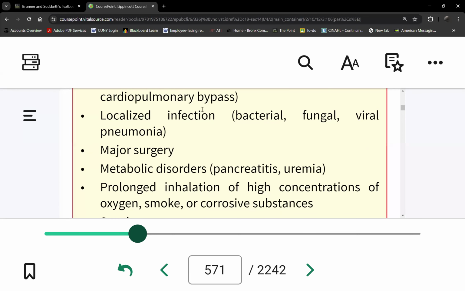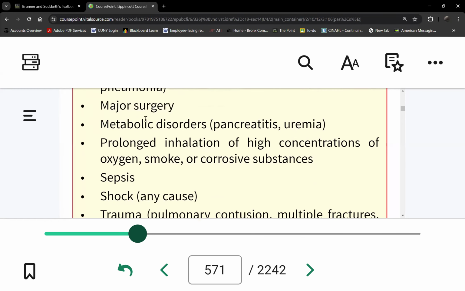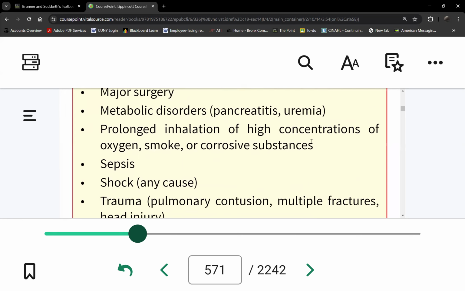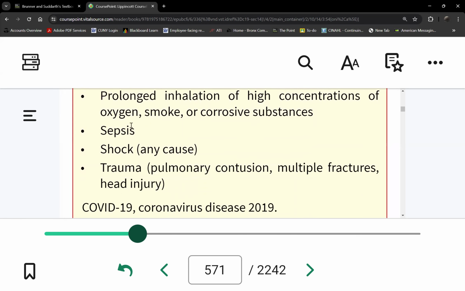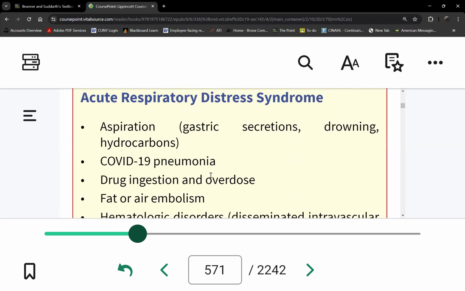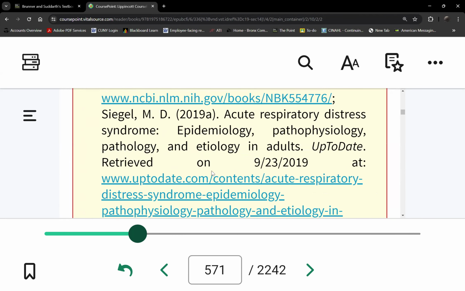Infection, which leads to pneumonia, including COVID pneumonia, major surgery, because that falls under trauma. Metabolic disorders, I mentioned pancreatitis, uremia, because those lead to sepsis. And then inhalation, you can include burns there, sepsis and shock and trauma. So these are the conditions. They're not mild conditions. These are serious underlying conditions that, of course, lead to ARDS. And always think that DIC is occurring at the same time as well.